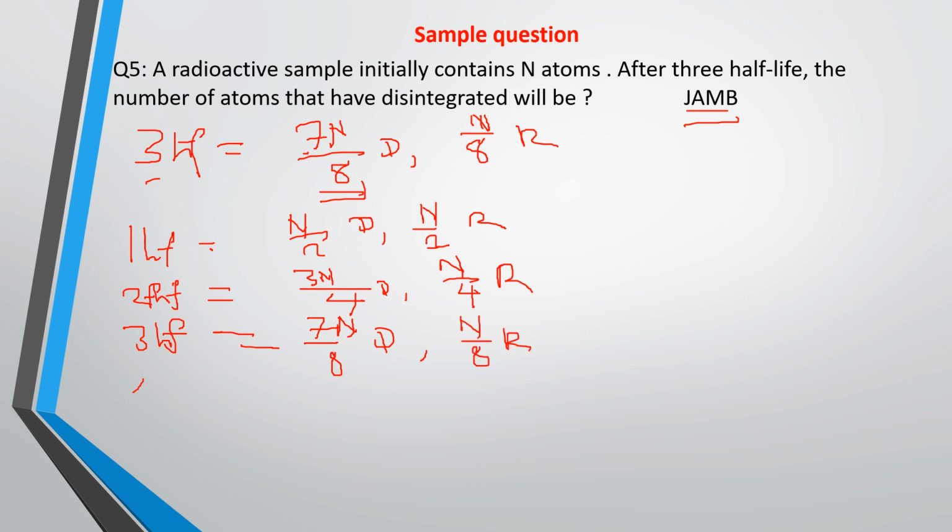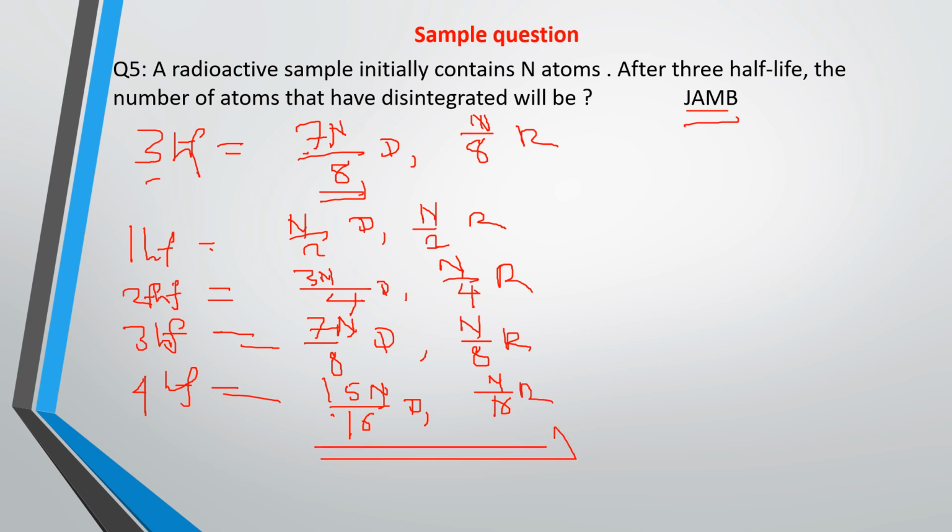If I go further, at 4 half-lives, I will have that 15n over 16 of the substance will have decayed, and n over 16 of the substance will remain. So that's how it goes. This is what you need for this particular question. Thank you guys. I hope I've dealt with this topic very well for you, and any question you see in half-life will not be difficult for you to solve.